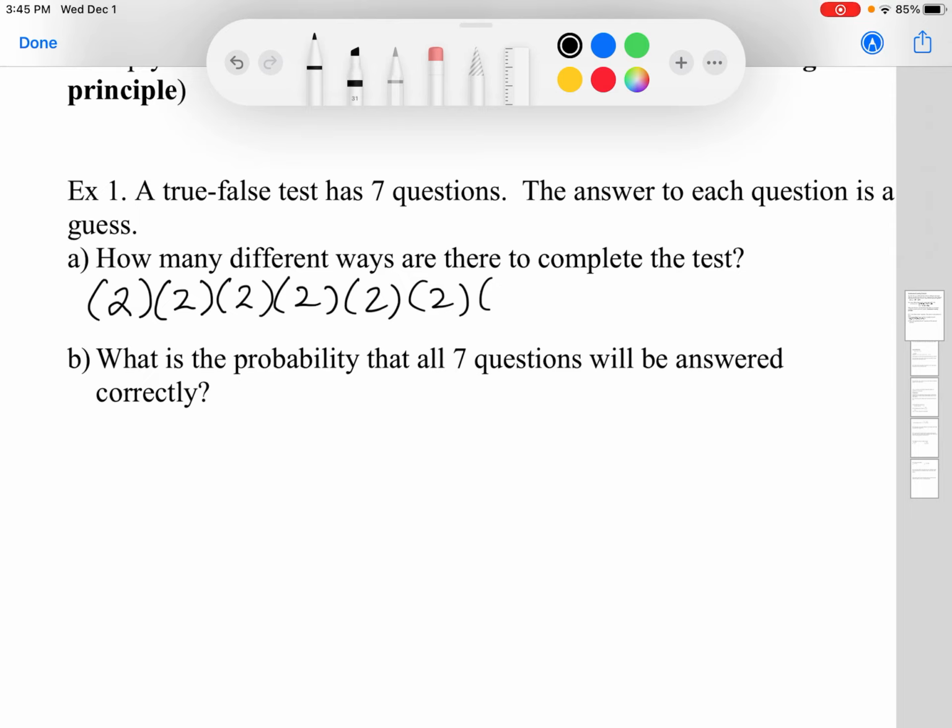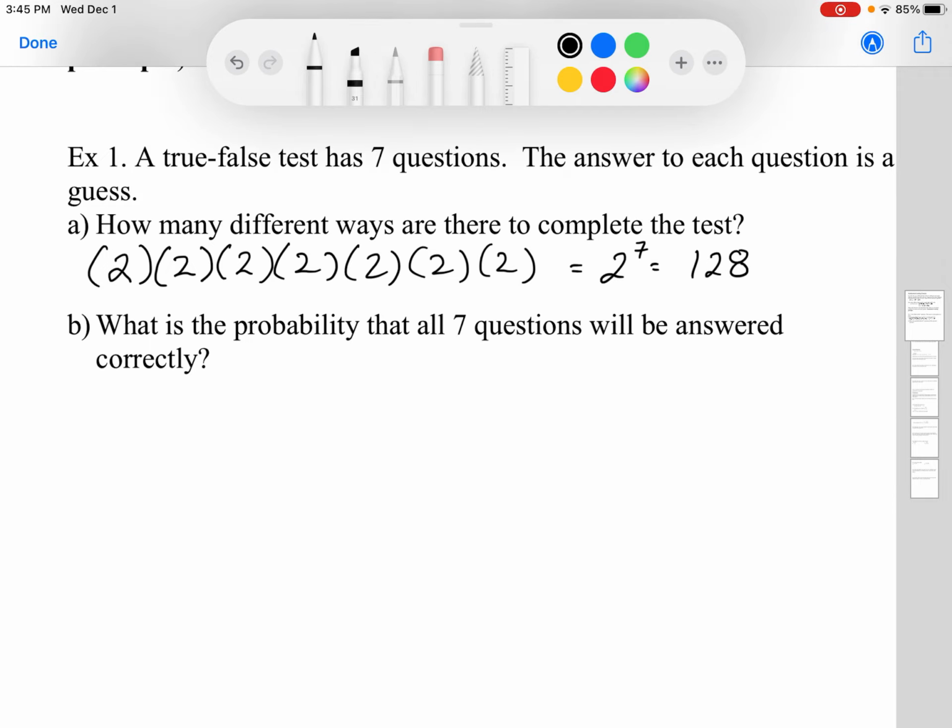And so we end up with essentially 2 to the power 7, and 2 to the power 7 gives us 128 different ways we can answer 7 questions on a true-false test. So this is how we can combine things. If each selection is independent of each other, we can just multiply the number of possibilities in each level and combine that all with multiplication.